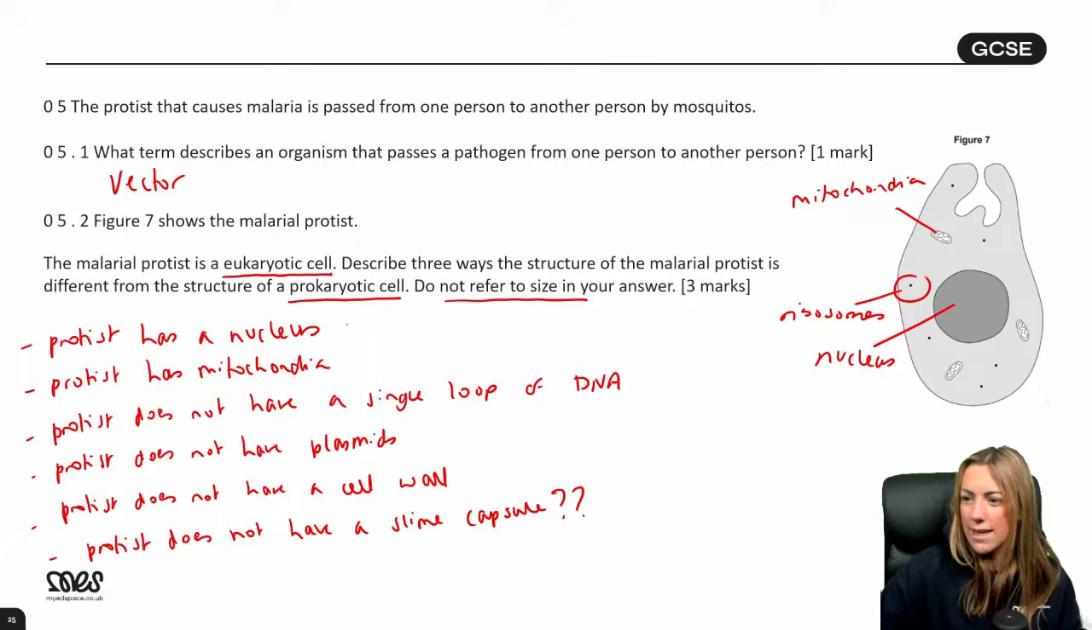I would have gone for really obvious ones like these ones because no prokaryotes have a nucleus, no prokaryotes have mitochondria. So that's a clear difference. And all prokaryotes have a cell wall, and this protist clearly doesn't. So they are the best differences, I would say, to go with.